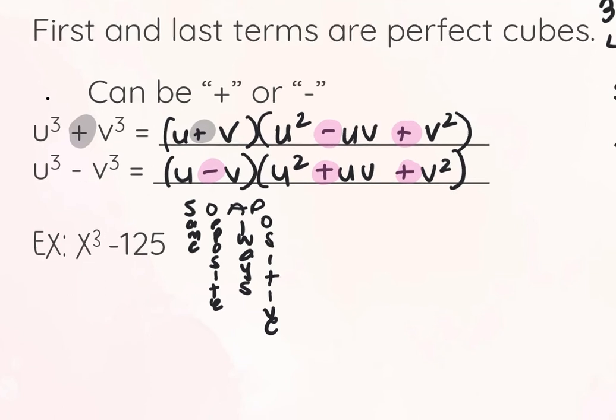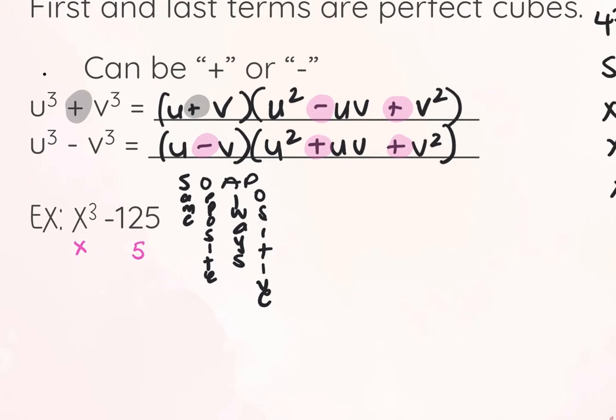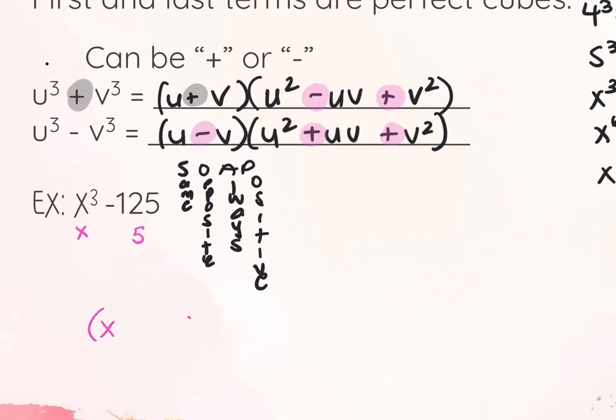So if I look at the example that's here, first of all, we want to identify x to the third would be a perfect cube and 125 is a perfect cube. So we start by cube rooting each of those. What's the cube root of x to the third? X, good. And what's the cube root of 125? 5. So the first set of parentheses is x and 5. We'll come back and fill in the signs.